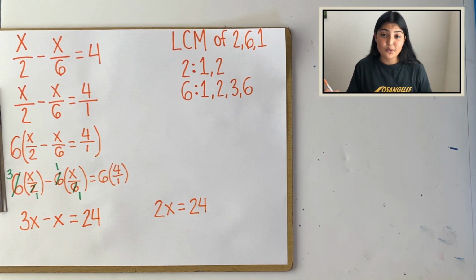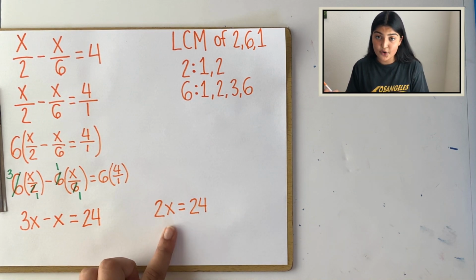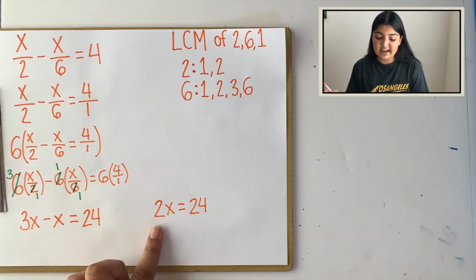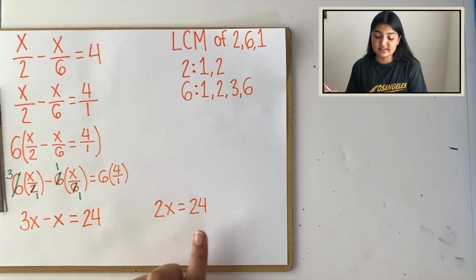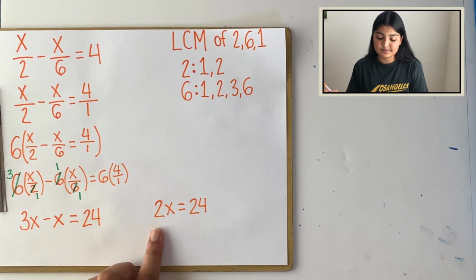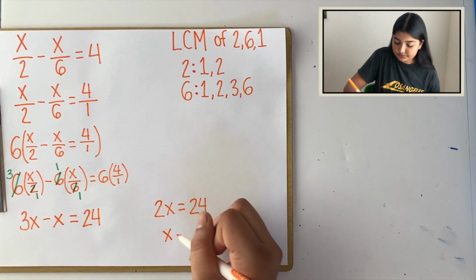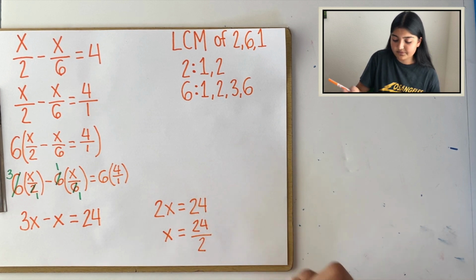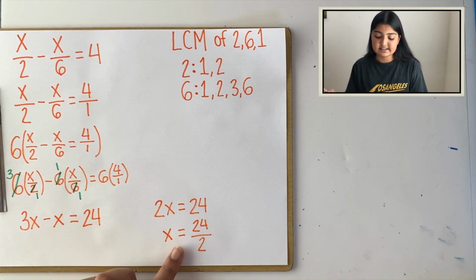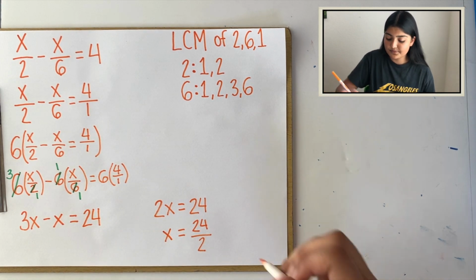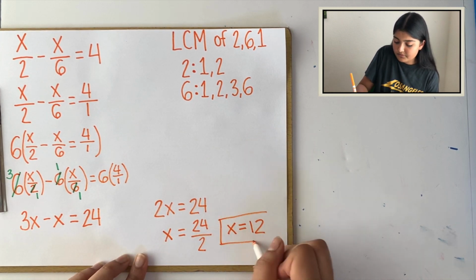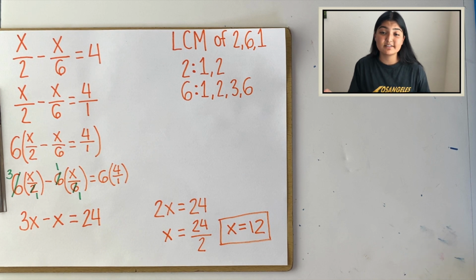Now, we want to keep x alone on one side of the equation. So let's take 2 to the other side. Here it's multiplying. So it will divide when we take it to the other side. x is equal to 24 over 2, or x is equal to 12, which is a solution to our equation.